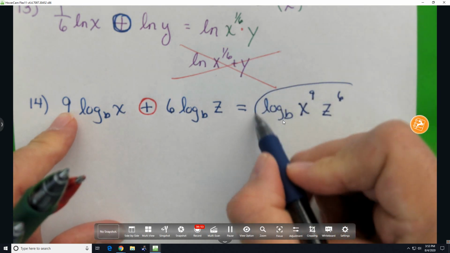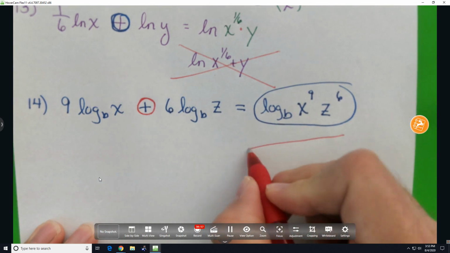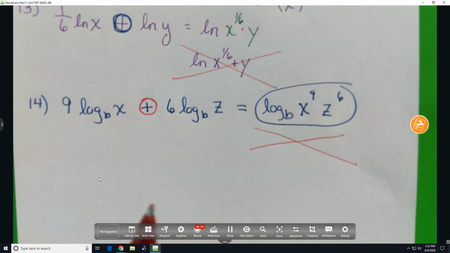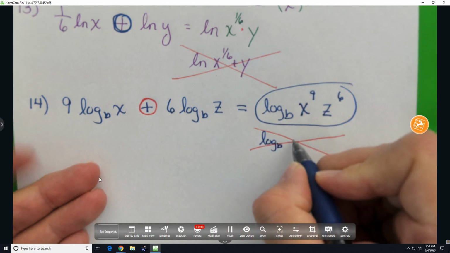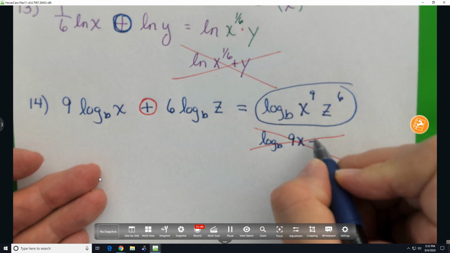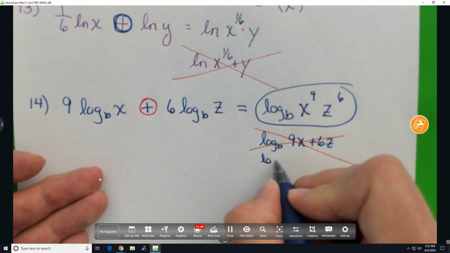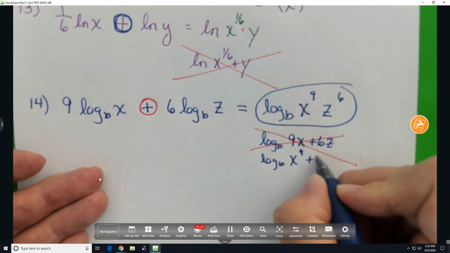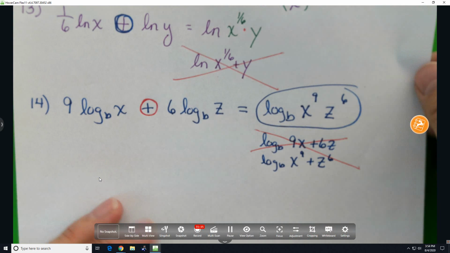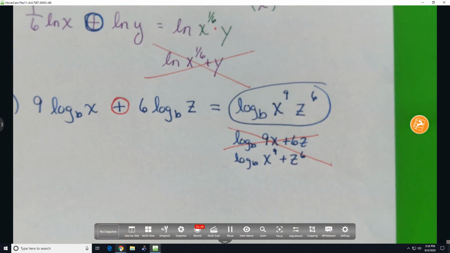That's what we're going to type in, but let me show you a common wrong answer. A lot of times students will do this. Log base b, and sometimes they just go 9x plus 6z. That's wrong. Even if you went ahead and moved the 9 up to the top, if you put a plus there, it is wrong. Okay, so let's type it in.